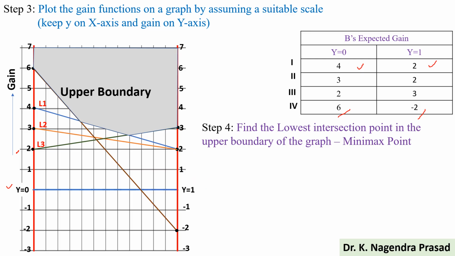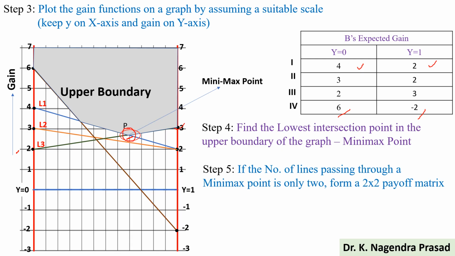First we have to mark all the intersection points. Here these are all the intersection points. Among all the intersection points, we have to identify the lowest intersection point. This is the lowest intersection point, and this point we are calling the mini-max point.